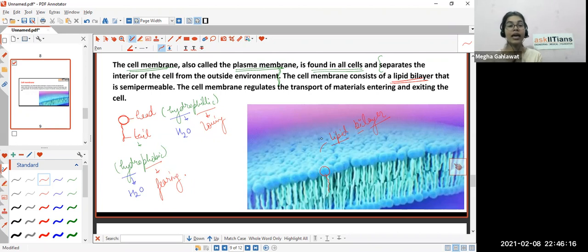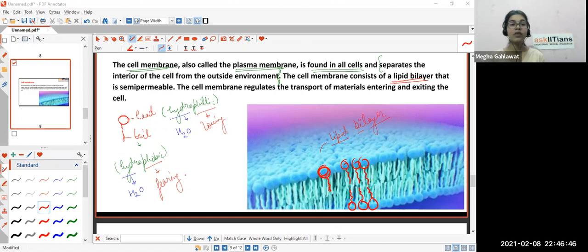Now listen to me. It is made up of a phospholipid bilayer. That means one molecule is right here, one molecule is right here, and another molecule is right here, and these will be arranged like this. So this is the arrangement which you're seeing right here. This is how everything is arranged. Why is the head outside? Because it is water loving. Why is the tail on the inside? Because it is water fearing.